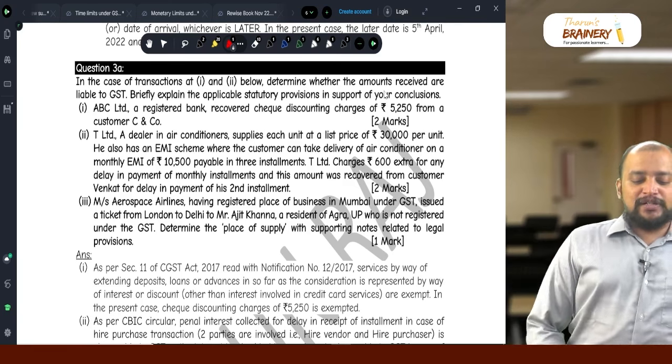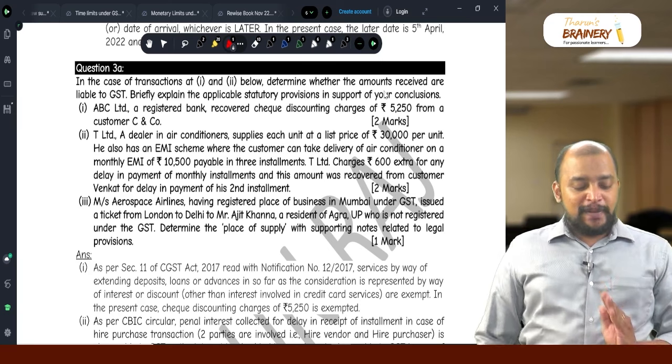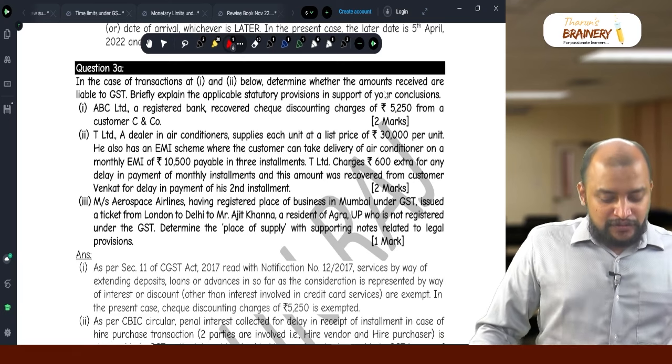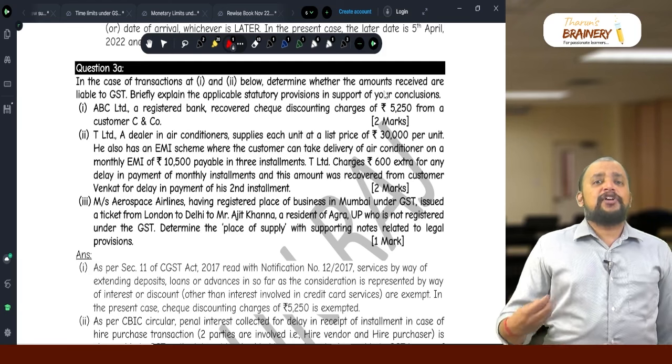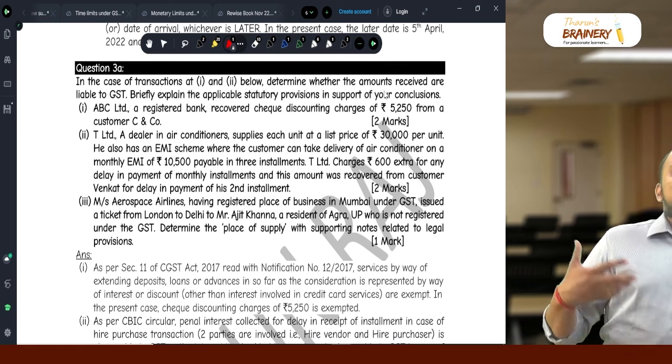Briefly explain the applicable statutory provisions in support of your conclusions. So ABC Limited, a registered bank, recovered check discounting charges of rupees 5,250 from a customer C and Co. Actually, services by way of accepting deposits or advancing loans, anything.